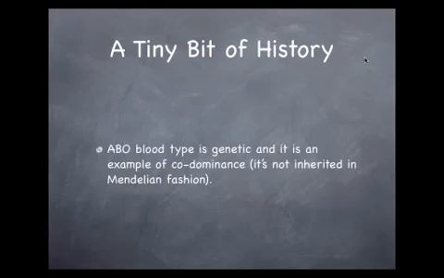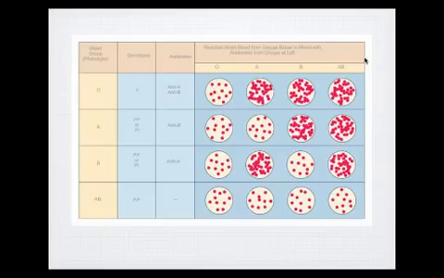The ABO blood type is actually genetic, and it was very confusing and difficult to figure out because it's not inherited in Mendelian fashion, whereas RH, which we'll talk about later, is. So it was very confusing, and people's understanding of antigens and antibodies really didn't exist in the 1900s. So it was kind of amazing that they were able to work all this out.